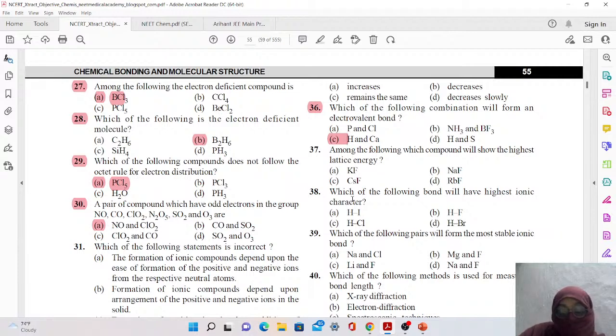Next one: which of the following bonds has the highest ionic character? Please remember, if they ask about ionic character or covalent character, Fajans rule will help you. Highest ionic character: HI, HF, HCl, HBr. The H will cancel because all have H. Charge also will cancel because all the halogens have -1 charge: iodine -1, fluorine -1, chlorine -1, bromine -1. So we'll delete the charges also.